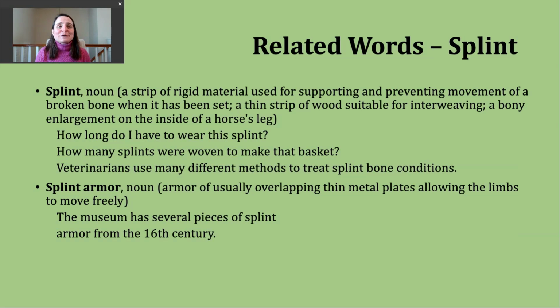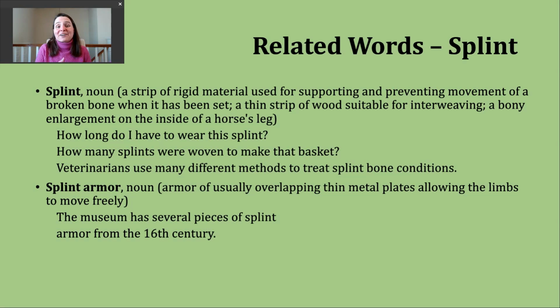Now let's take a moment to look at some words that are related to our verb of the day, splint. And as no surprise, since we already talked about this, you might hear splint used to describe that rigid material. So maybe it's plastic that is used to support and prevent movement of a broken bone. So an example of this, maybe you've had a broken bone and you want to ask the doctor, how long do I have to wear this splint? So this and splint, we can see there that's being used as a noun.